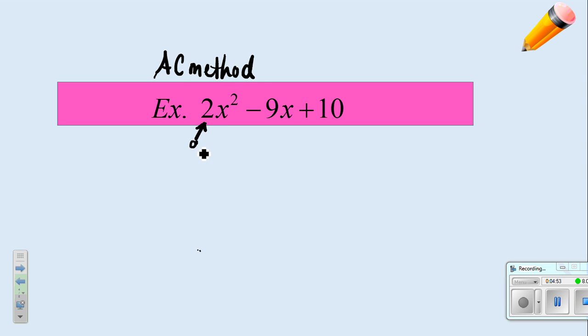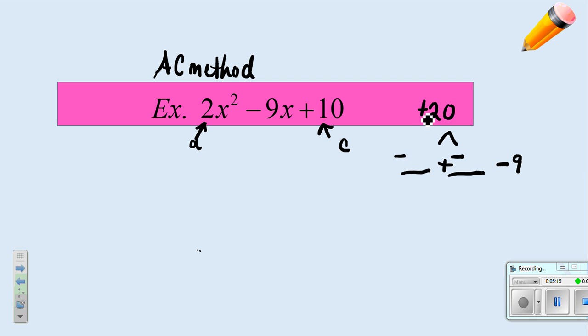2 is my A. 10 is my C. 2 times 10 is 20. I need 2 factors of 20 that add up to negative 9. Well, two numbers that make negative would be a positive and a negative. But I see I have a positive 20 here. So I probably need two numbers that when I multiply them, they both become positive.